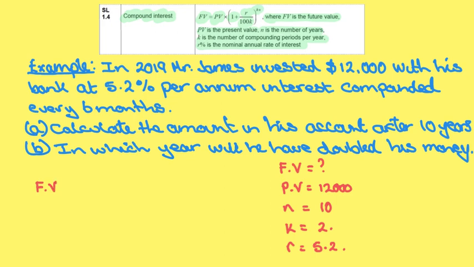So we get the future value is equal to the present value, which is 12,000, times, let's open brackets, 1 plus 5.2 over 100 times k, which is 2, raised to the power of kn. Well, n is 10 and k is 2, so that's 2 times 10. We can use our GDC to solve that question.